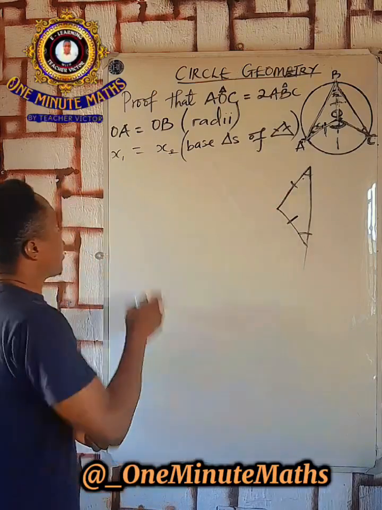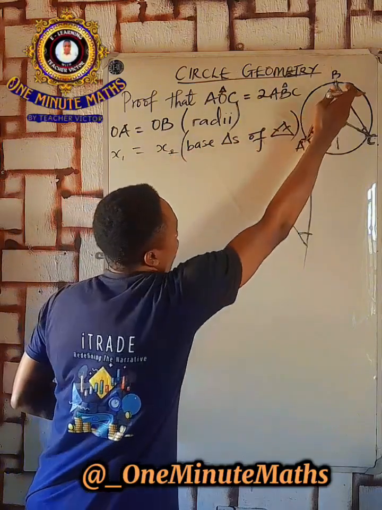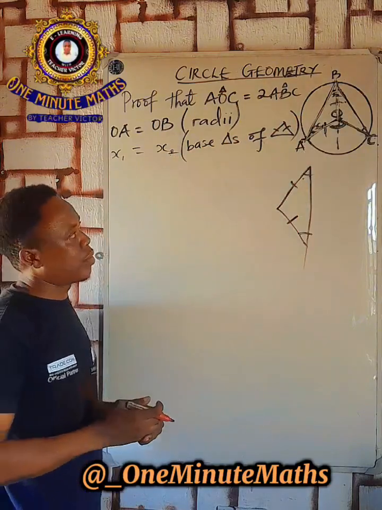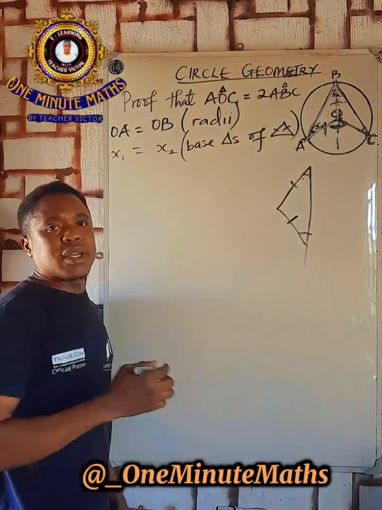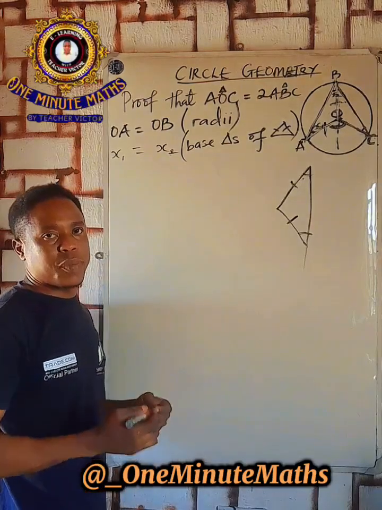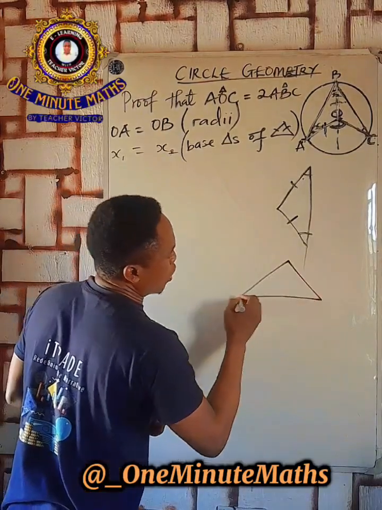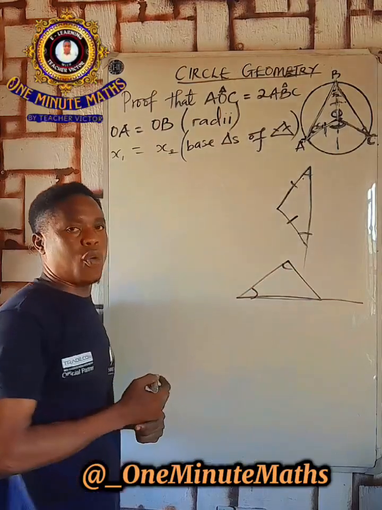All right. So now we know that x1 is equal to x2 because these two angles are base angles of isosceles triangle. That being established, there is another law in triangles, another theorem in triangles, that says that the sum of two interior opposite angles equals the exterior one.